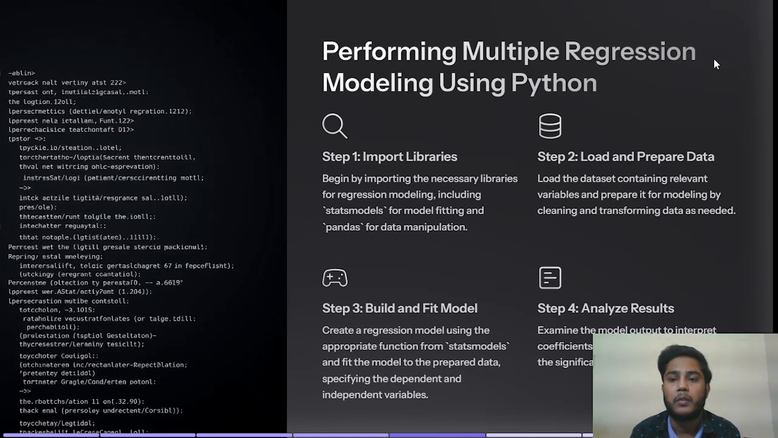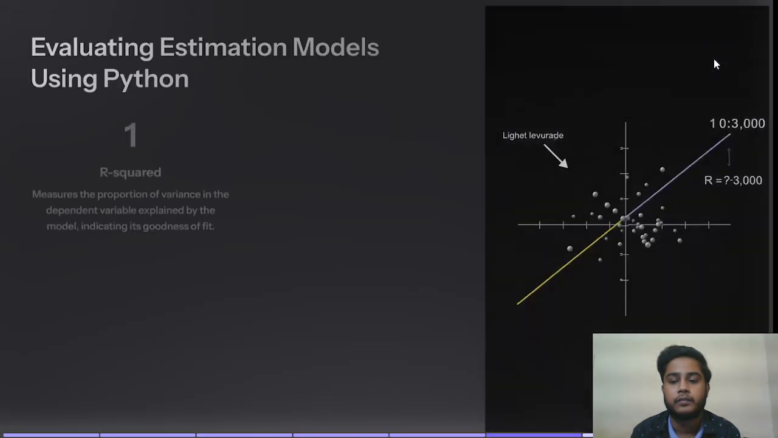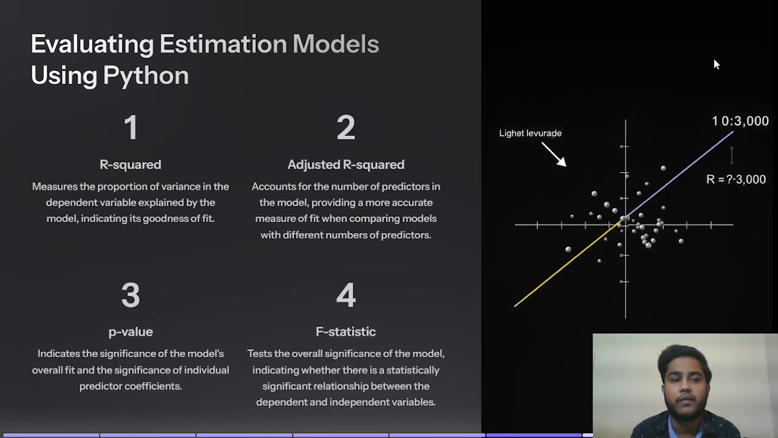Now, we will perform multiple regression modeling using Python. Then we will evaluate estimation modeling using Python. First, we need to find the R square. What is R square? It measures the proportion of variance in the dependent variable explained by the model, indicating its goodness of fit.